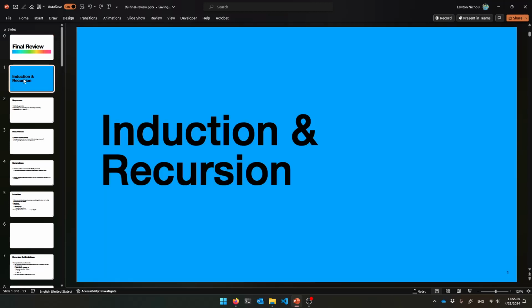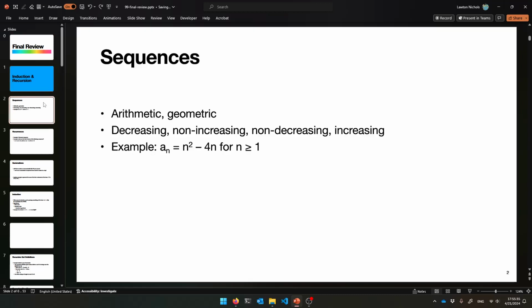Let's first talk about induction and recursion. And the way we motivated this and got to where we needed to go was all determined by sequences, right? So let's talk about some different kinds of sequences, just to remember all the notation.